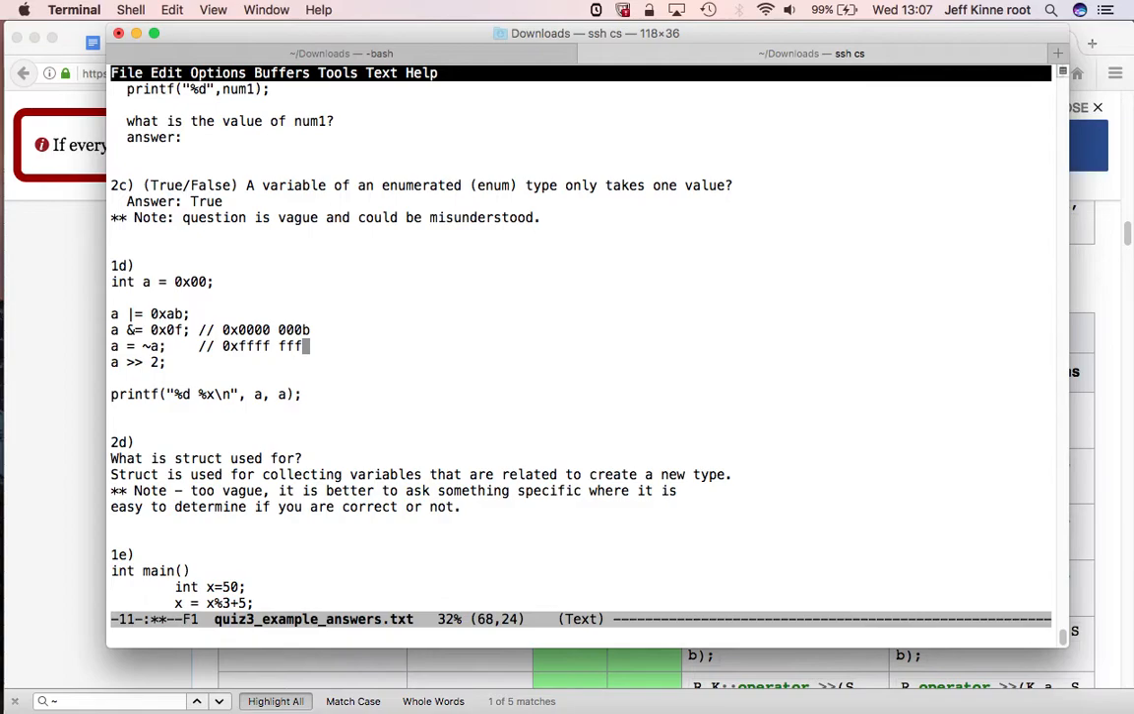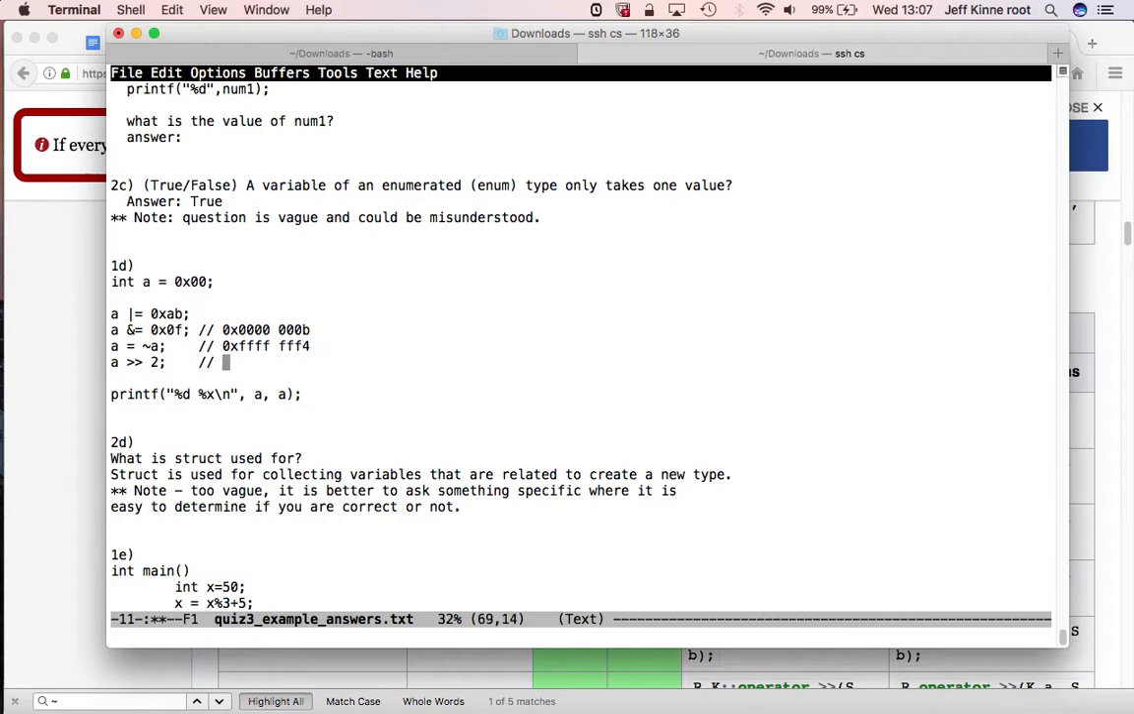and B is, let's see, B is 11. So let me put that over, let's see, we'll do it like this. 1, 0, 1, 1, that's B. So if we flip those bits, we have 0, 1, 0, 0, which is 4.